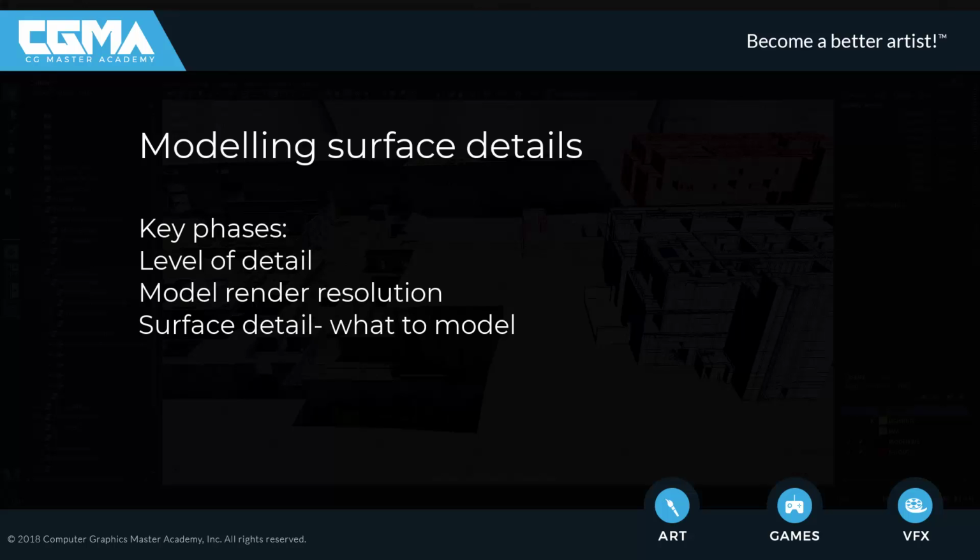In this video, we're going to be talking about what surface details you need to model. We're going to talk about a level of detail. I've made a plan for this, showing you the areas of detail that are required depending on how close we are to the camera. We'll talk about the model render resolution and the impact of this resolution for the details we need to make. We'll then look at surface details, what to model and what to leave for displacement.